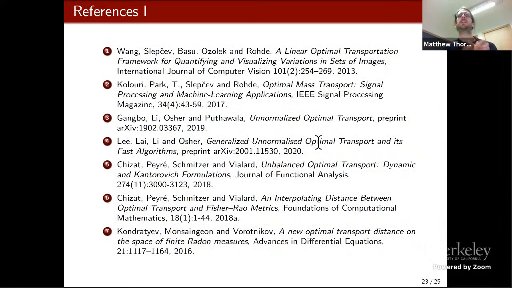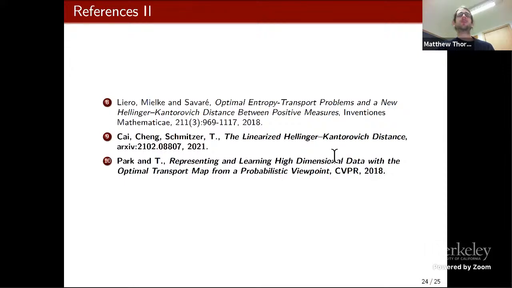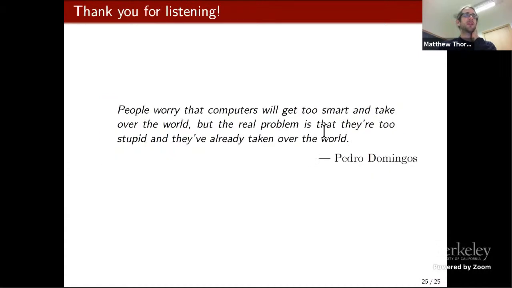So my talk is essentially done. I have some references. The papers I talked about: first, the paper where we generated new data using the Wasserstein embedding, the Wasserstein linearization. And this second paper, where we did the linearization of the Hellinger-Kantorovich distance and these applications to jet tagging. With that, thank you very much for your attention, and any questions?